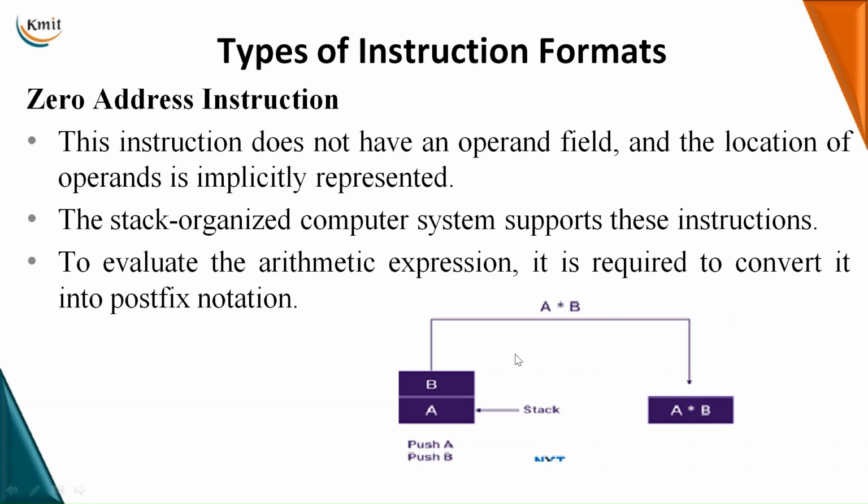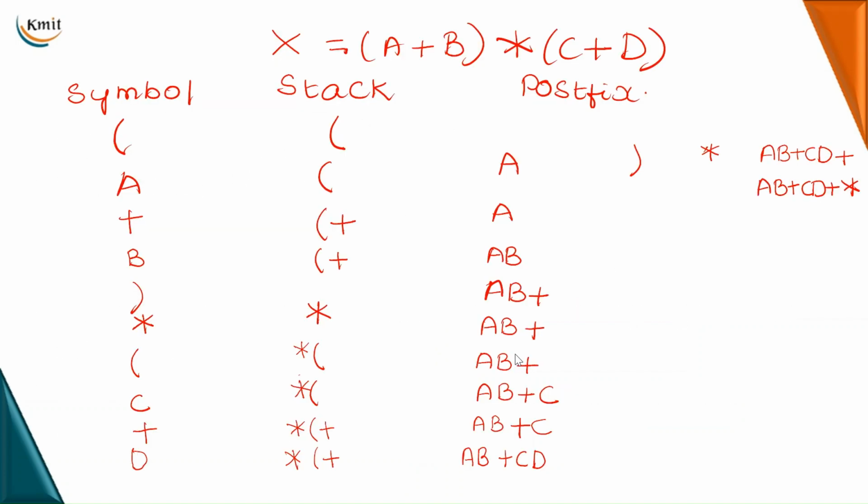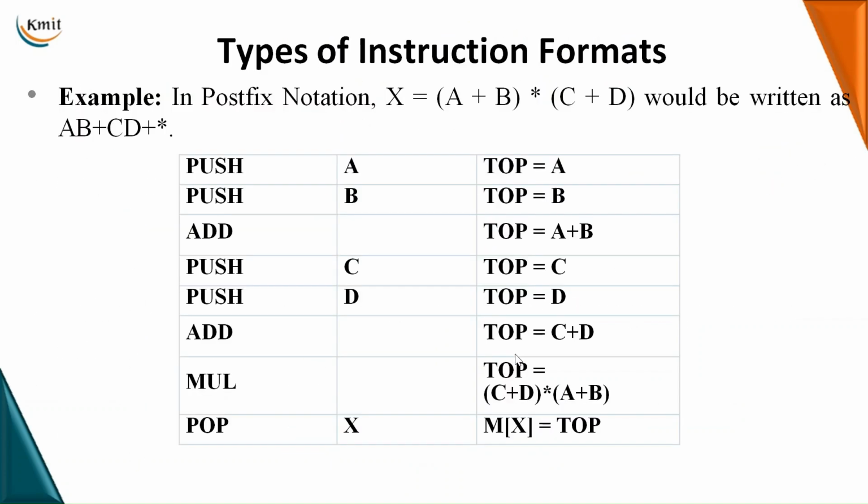So, we'll see an example of how to convert an arithmetic expression into a postfix notation, and then we'll convert it into a zero address format. In this I'm considering the example, the arithmetic expression X = (A + B) * (C + D). This particular expression has to be converted first into a postfix notation.